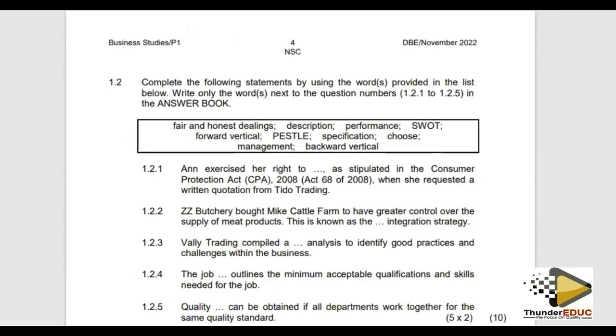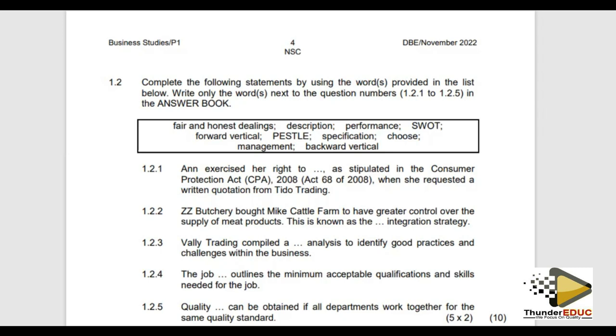Remember, yes, you should always time yourself whenever you're writing a business studies paper. And you shouldn't panic at all, because the moment you panic, you are going to miss it or lose it, because most of the answers here are pretty close, similar to one another. So now 1.2 reads as follows. Complete the following statements by using the words provided in the list below. Write only the word or words next to the question numbers. And you are given an example there. It's 1.2.1 to 1.2.5 in the answer book provided.